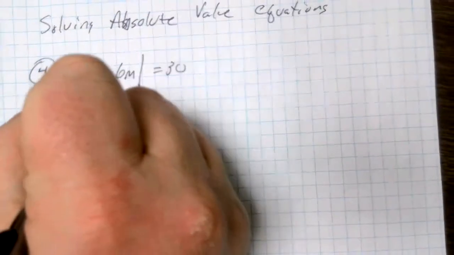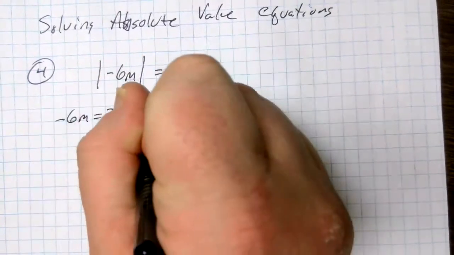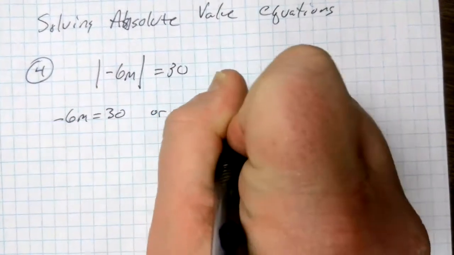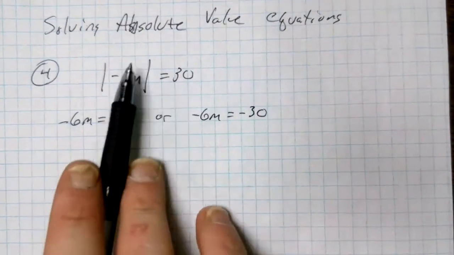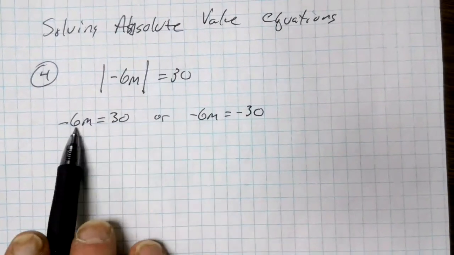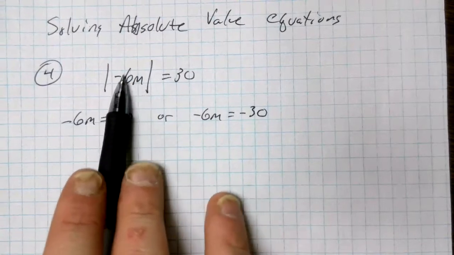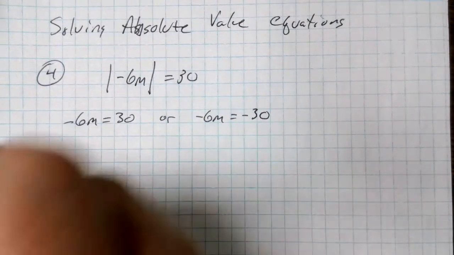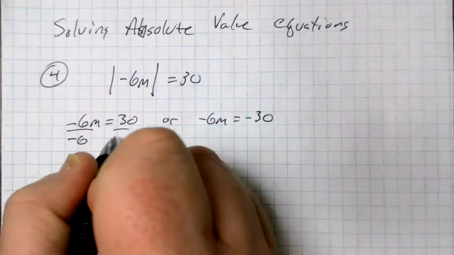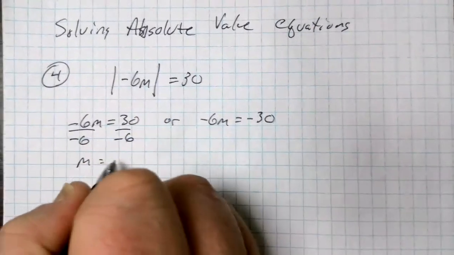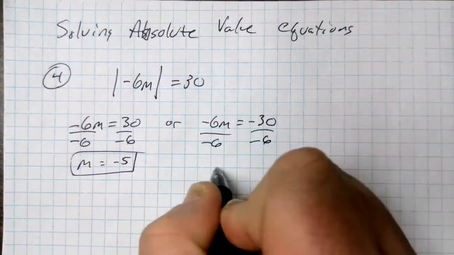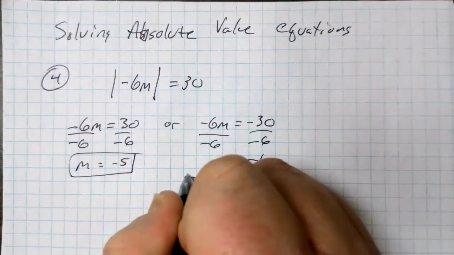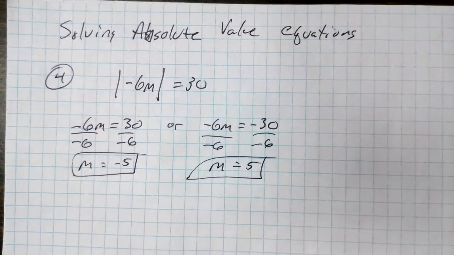So we say negative 6m equals 30 or negative 6m equals negative 30, right? Because that's a positive 30. The absolute value equals 30. So it could either equal 30 or whatever's underneath here could equal negative 30. And now these we just solve. Divide by negative 6, divide by negative 6, m equals negative 5. Divide by negative 6, divide by negative 6, m equals a positive 5. All right, so those are the two options.